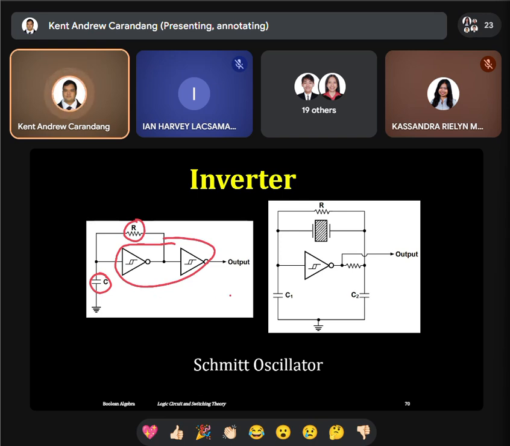So we're done here with the Schmitt oscillator. The applications for this are clock signal generation, pulse generation, signal conditioning, the debouncing circuit, and microcontroller timing circuits.